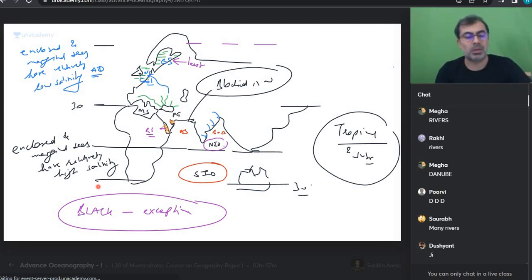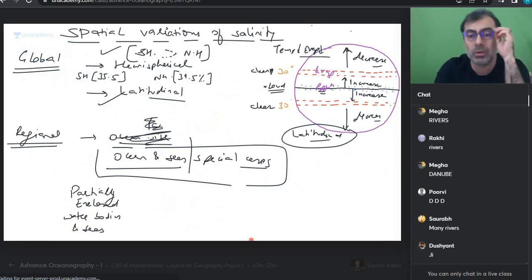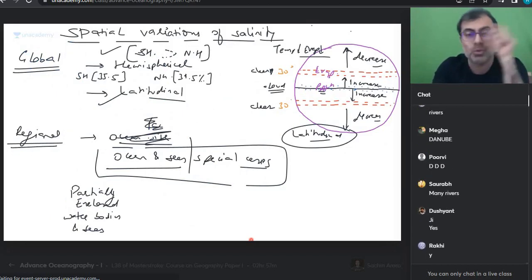Everyone, if a question comes on give a reasoned account of salinity variation across the oceans, can you give that? Do you have examples? Do you have maps? Do you have a diagram? Can you make the answer geographical? If you are going to write an essay on it, do you have a structure for it?